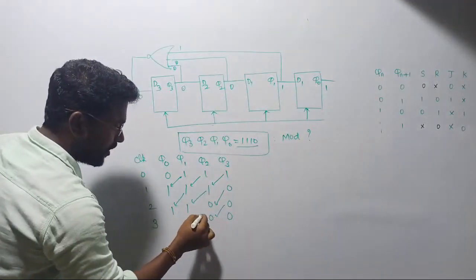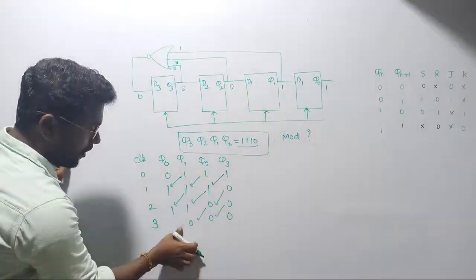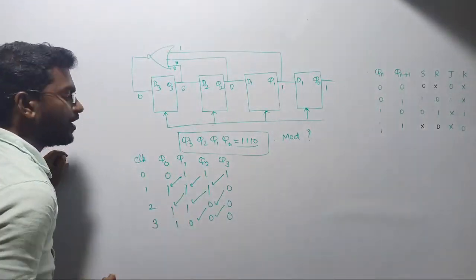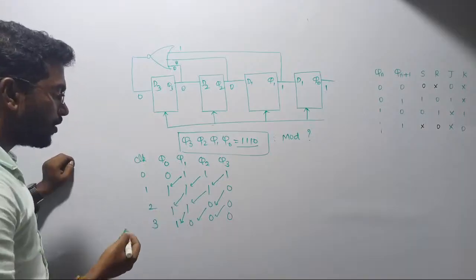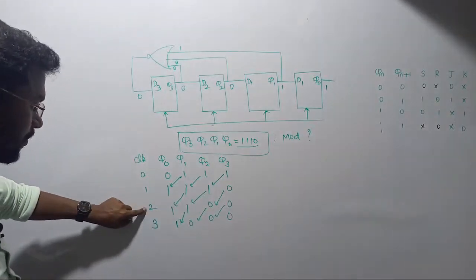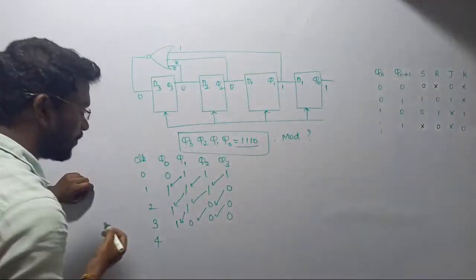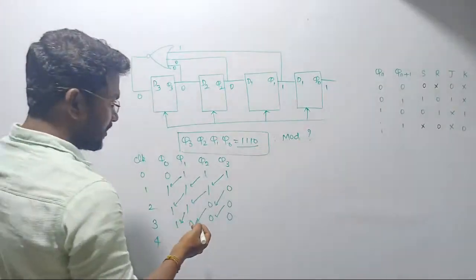Now while applying the next clock pulse, this 0 will be transmitted here. This 0 will be transmitted here. This 1 will come here. This 1 will come here. Once again, this 1 will come here while applying the third clock pulse. Now what happens, right? We need to apply the first clock pulse, second clock pulse. Now while applying the third clock pulse, this is the data, right?